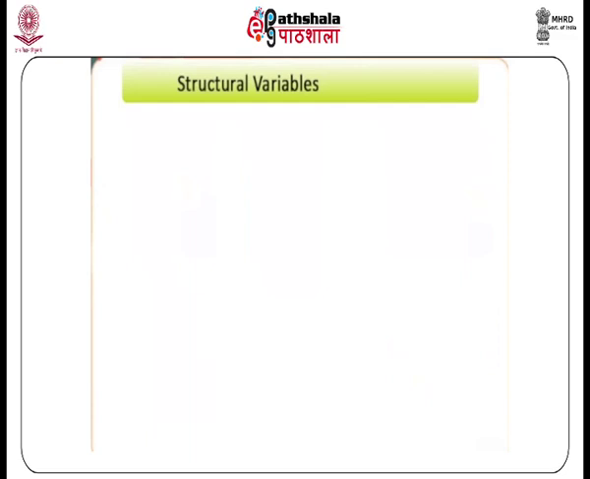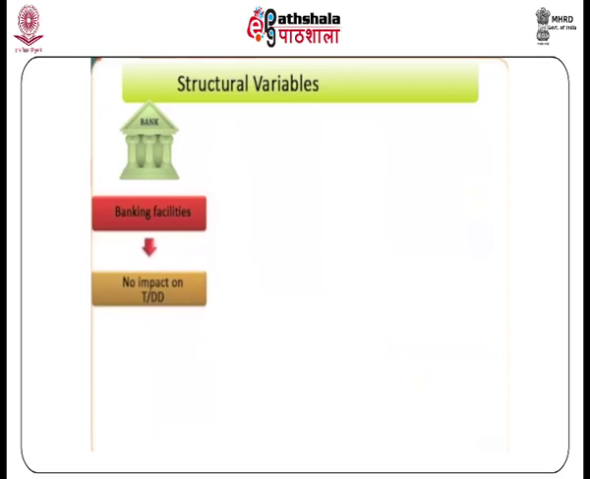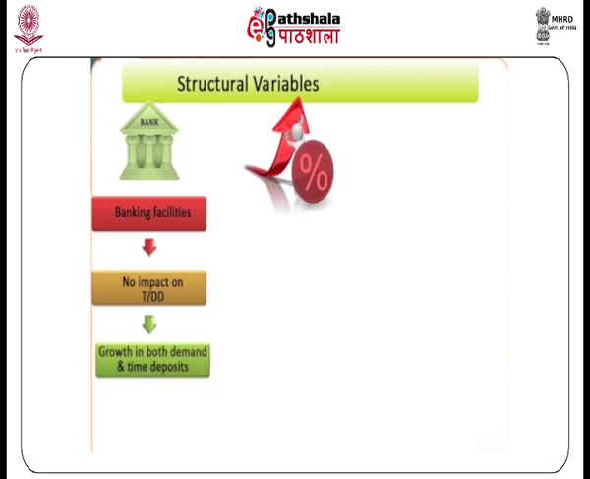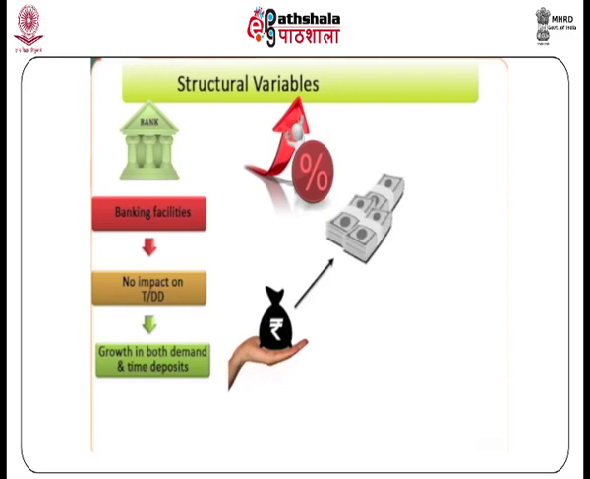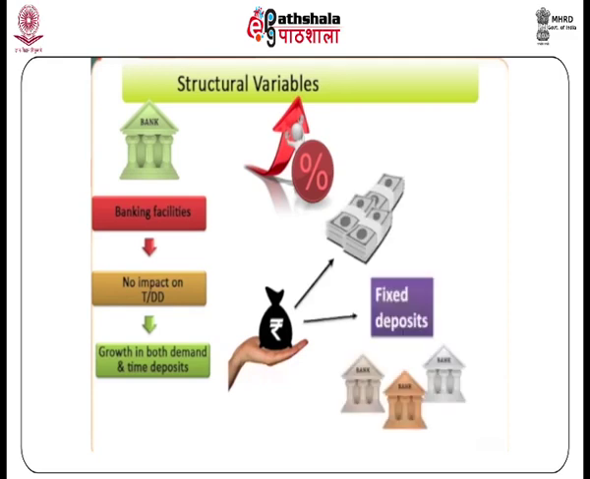Structural variables. The spread of banking facilities would have no differential impact on the T upon DD ratio as there would be growth in both demand and time deposits. Similarly, increase in tax rates would lead to holdings of black money, which are mostly held as cash, but may even be held in the form of fixed deposits in different banks under the account of different family members to escape detection.